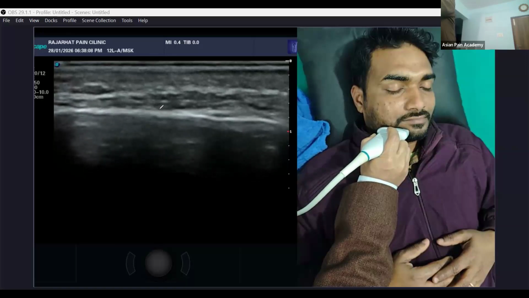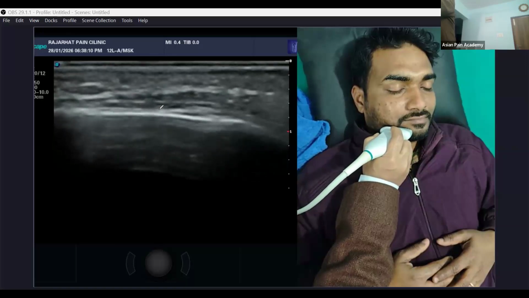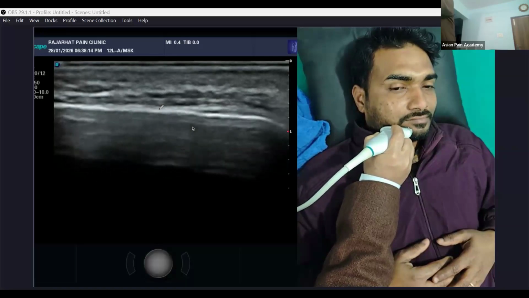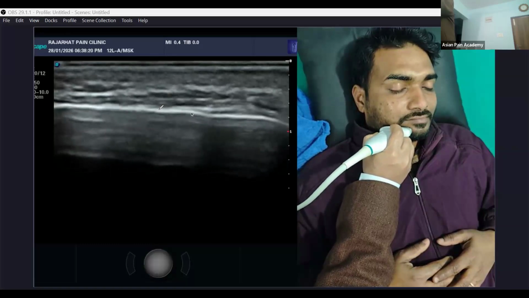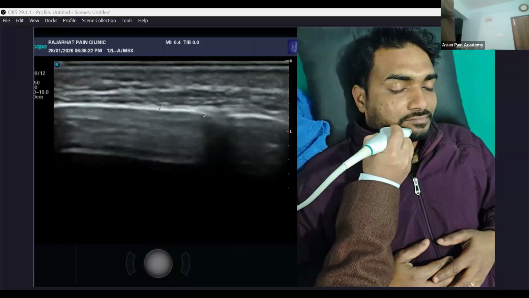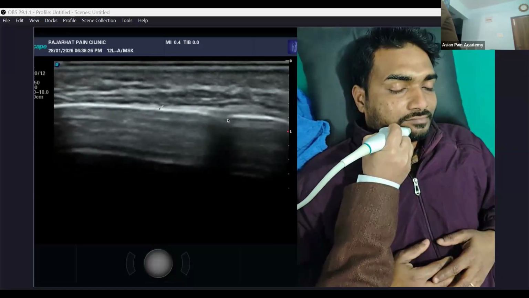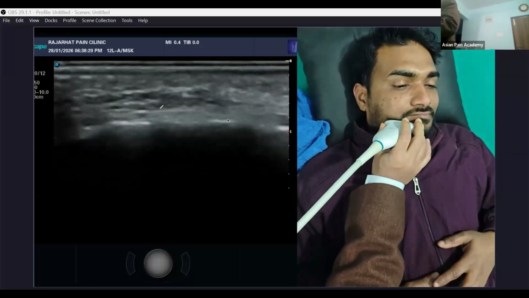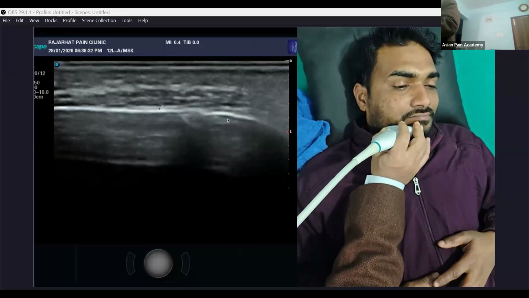Okay. So now I'm showing you. At this point, just keep your eyes at this point. So it is the periosteum. There is no gap. As soon as I go down, there is suddenly a gap. This area is a bit tough to perceive. So this is a gap.